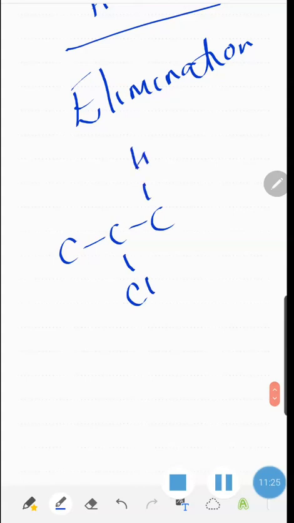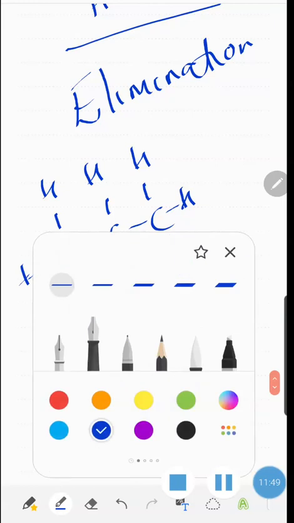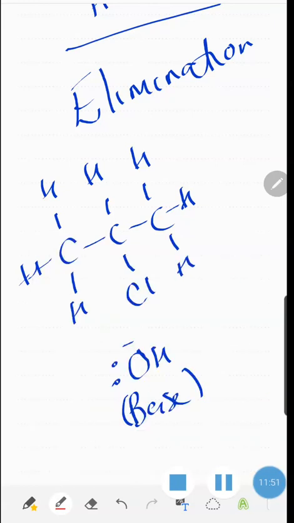So here's my halogenoalkane, 2-chloropropane, and the conditions here are very important. We're going to use ethanol as a solvent, so it's ethanolic conditions. Here hydroxide is going to act as a base now, and a base is a proton acceptor. So let me do the arrows in red for you.